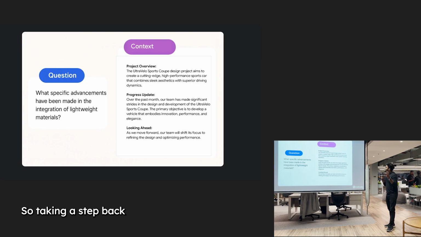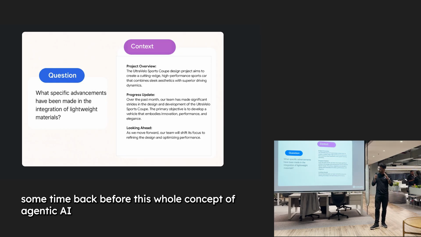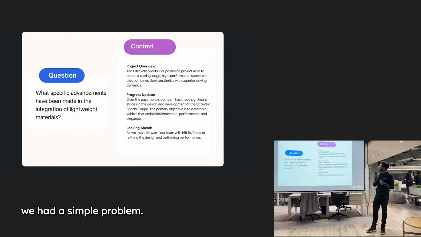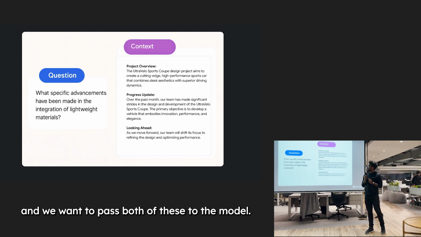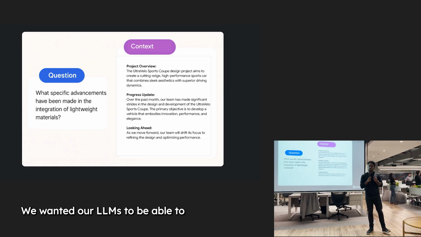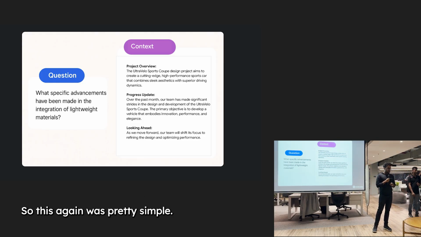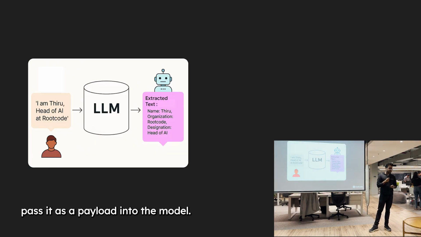All right, so let's take a step back. Some time back, before this whole concept of agentic AI came up, we had a simple problem. We have a question and we have a context, and we want to pass both of these to the model, and we wanted our LLMs to be able to answer questions on data that they haven't been trained on. And so this again was pretty simple. You just had to combine it, pass it as a payload into the model, right?